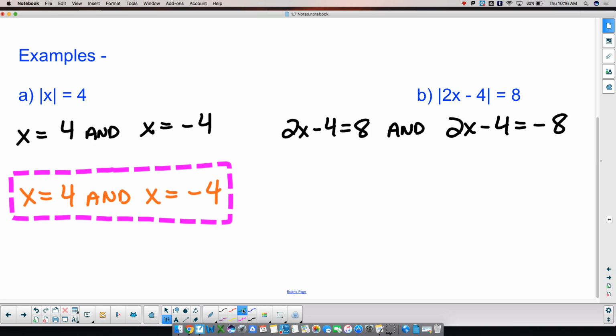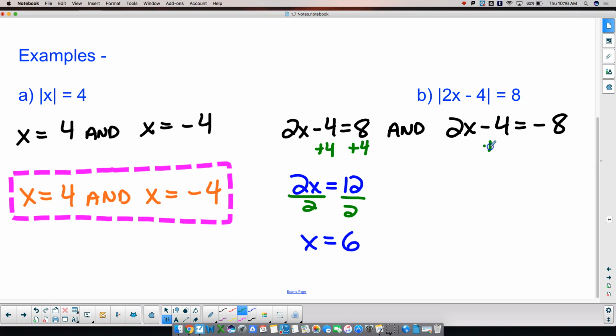Add 4 to both sides. That gives me 2x equals 12. Then divide by 2 on both sides. That gives me x equals 6. Okay. Walk me through solving the other one.